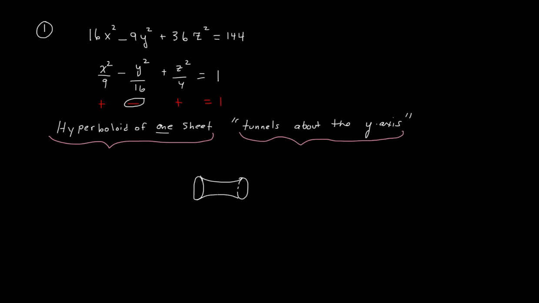Now, sketching is not a big part of the course, but you should be able to visualize it. So here's the positive x. Here is the positive y, the axis that it is tunneling about. And, of course, we have the positive z.